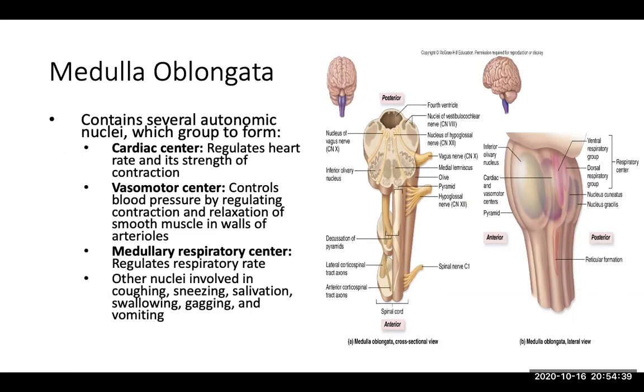The medulla oblongata contains several autonomic nuclei which group to form the cardiac center, which will regulate your heart rate. The vasomotor center controls blood pressure. The medullary respiratory center regulates respiratory rate, and there are other nuclei involved in things like coughing, sneezing, salivation, swallowing, gagging, and vomiting.